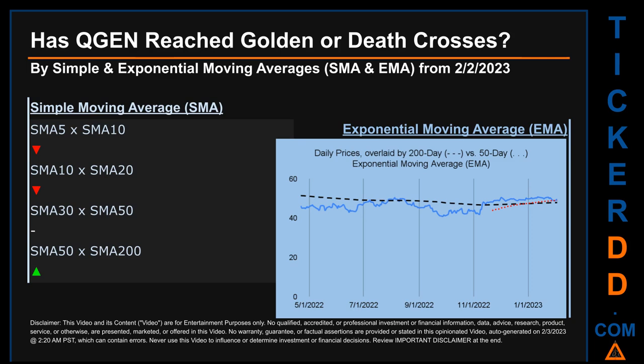Continuing with SMA, we looked across the 5 to 10, the 10 to 20, and the 30 to 50-day ranges to see if golden and death crosses had been reached. We found a death cross signal for the 5 to 10 and the 10 to 20. We could find neither a golden cross nor a death cross signal for the 30 to 50.